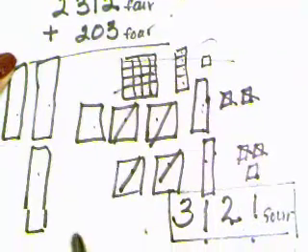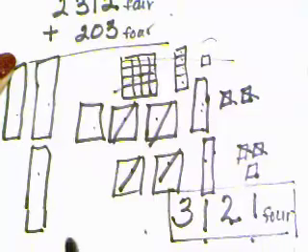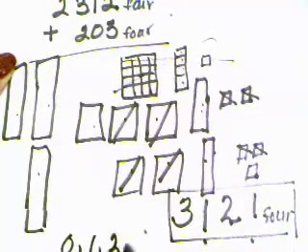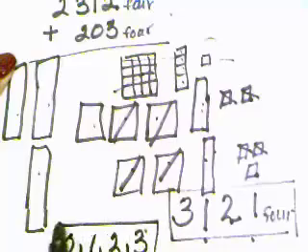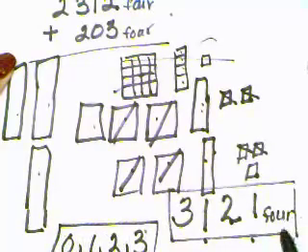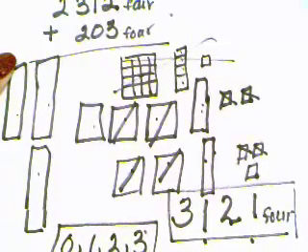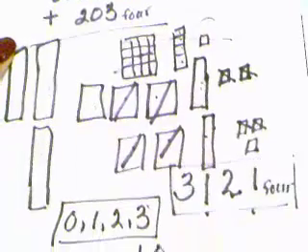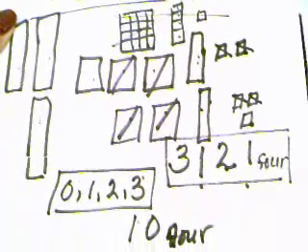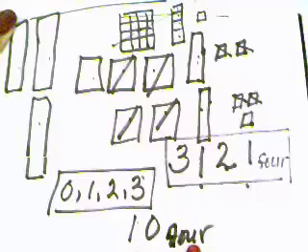Now remember, in base 4 there are 4 digits, 0, 1, 2, and 3. But for us to write 4, that would be 10 base 4.